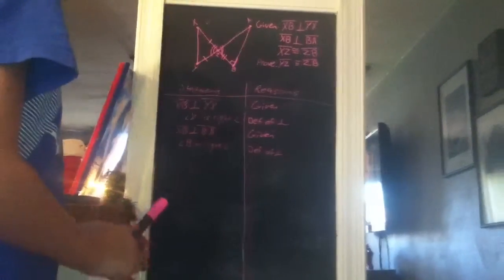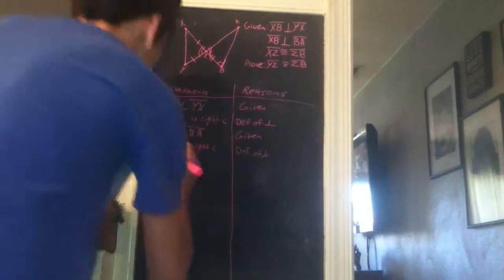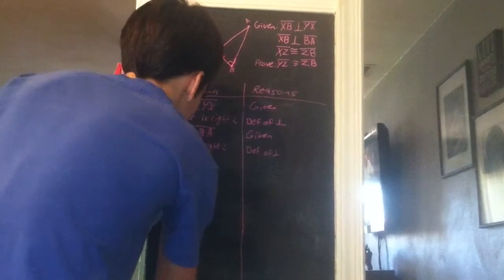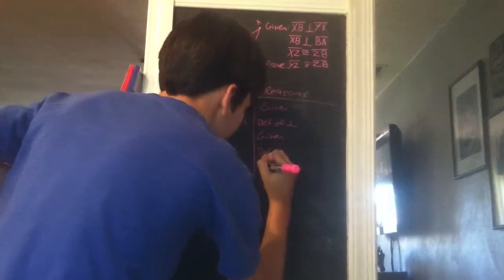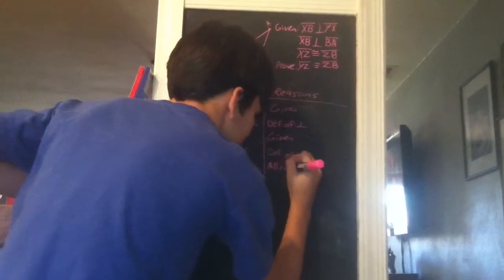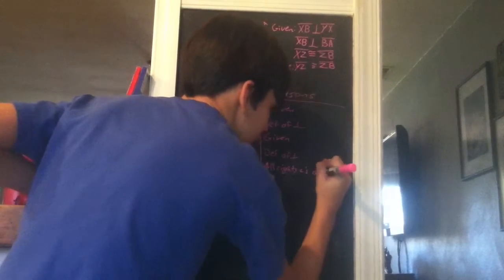Now that we have concluded that angle B and angle X are both right angles, we can now state that angle X is congruent to angle B because all right angles are congruent.